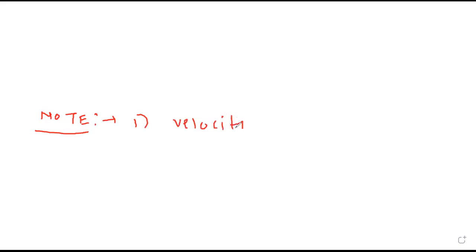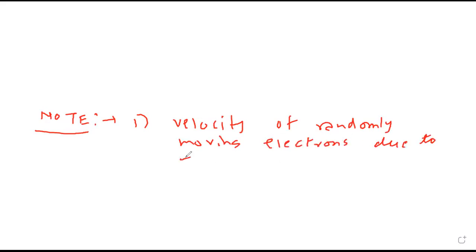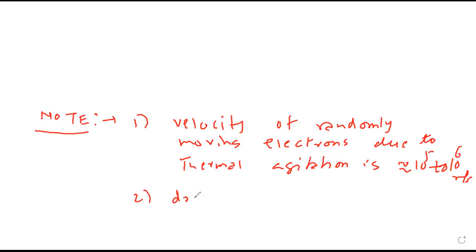Velocity of randomly moving electrons due to thermal agitation is approximately 10 raised to 5 to 10 raised to 6 meter per second. Drift velocity is approximately 10 raised to minus 4 meter per second.